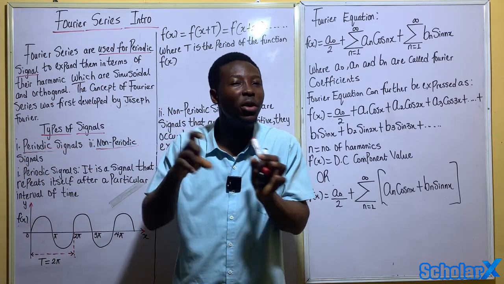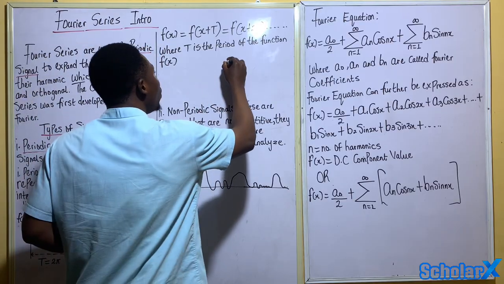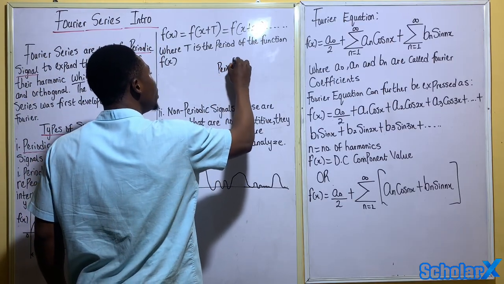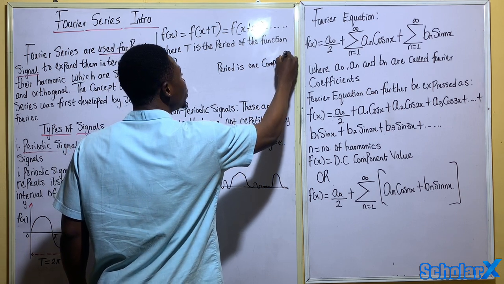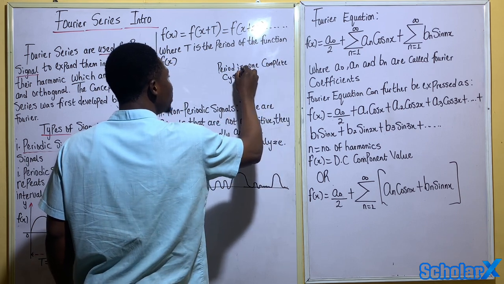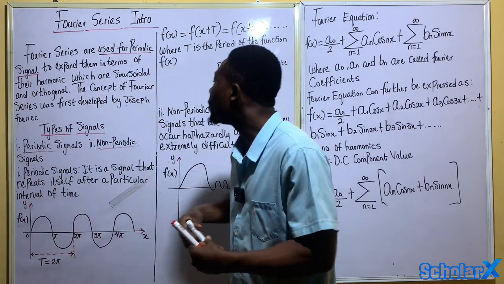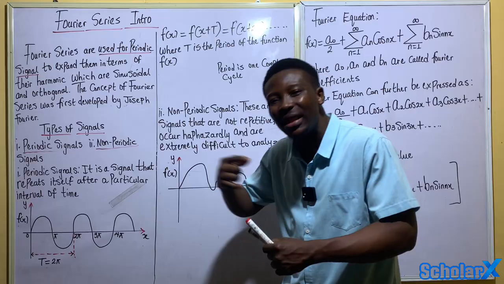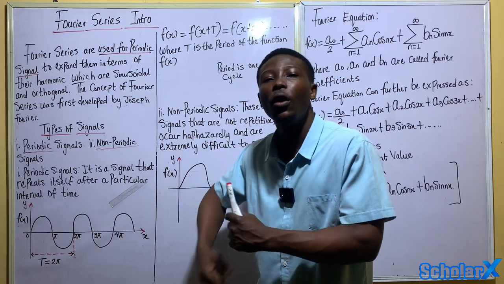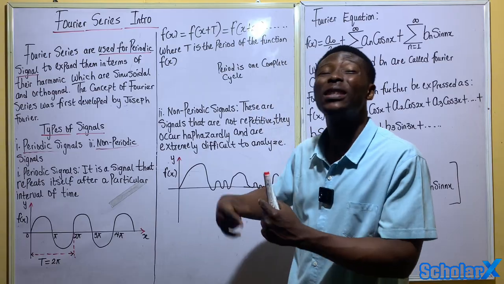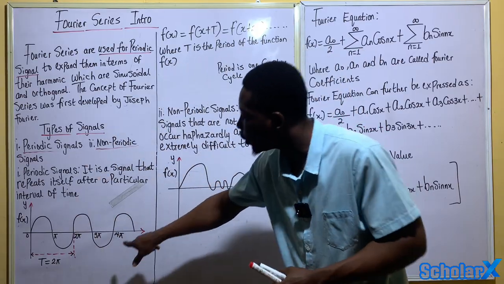Because don't forget, what's a period? Period means one complete cycle. So when we're talking about a period, it is one complete cycle. A periodic signal is a signal that keeps repeating itself. It becomes a pattern that you keep seeing over and over again over a particular interval of time.